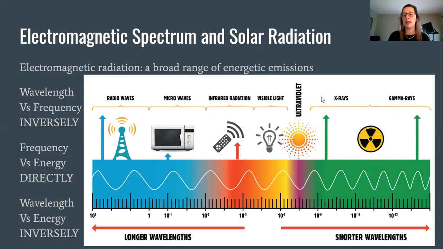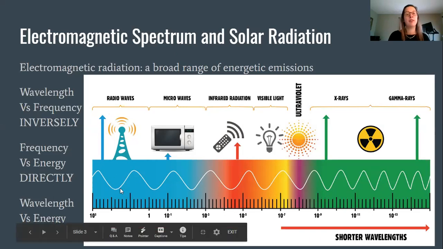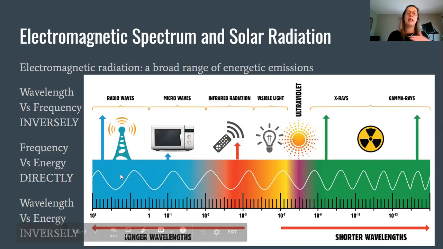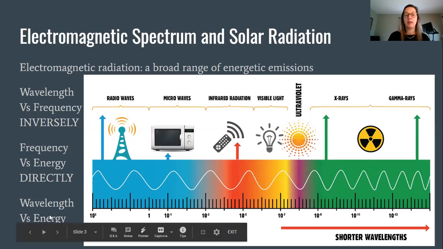X-rays are a little longer wavelength, then you have UV light, visible light, infrared, microwaves, and radio waves, which finally is your longest wavelength. Those long wavelengths have a very low frequency. They don't go up and down as frequently, and they have lower energy. Because of this, we're going to bring back those proportionality words. Wavelength and frequency are inversely proportional. Frequency and energy are directly proportional. And wavelength and energy are also inversely proportional.